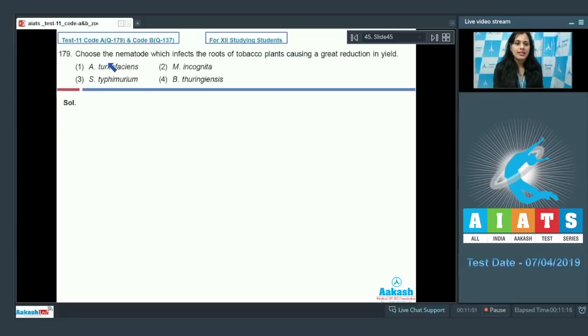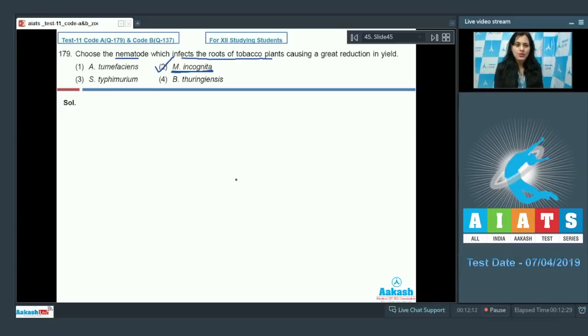Question number 179. Choose the nematode which infects the roots of tobacco plants, causing a great reduction in yield. And the options are A. tumefaciens, M. incognita, S. typhimurium and B. thuringiensis. And the correct answer to this question is option number 2, M. incognita. Because M. incognita or Meloidogyne incognita is a nematode which infects the roots of tobacco plant.